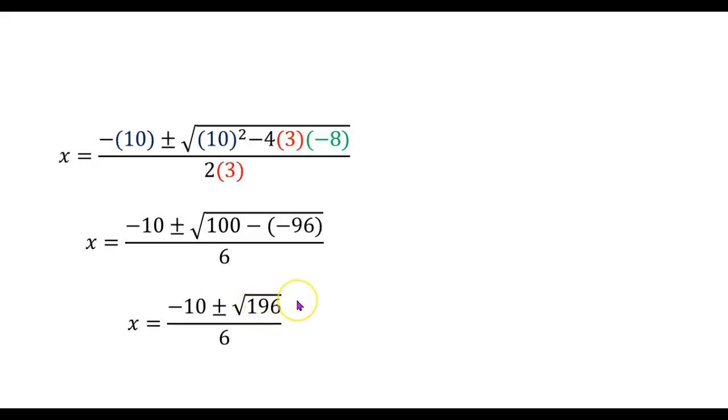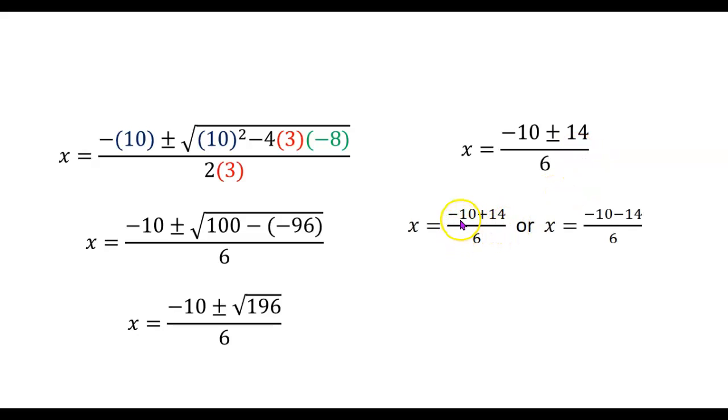Now 196 is a perfect square. If you ask your calculator what the square root of 196 is, it'll tell you that it's just 14. So where it says the square root of 196, we can just say 14. So now we're looking at x equals -10 plus or minus 14 all over 6. So we do get two different solutions, one when we do the plus and the other one when we do the minus. This means that x can either equal -10 plus 14 over 6, or it can equal -10 minus 14 over 6.